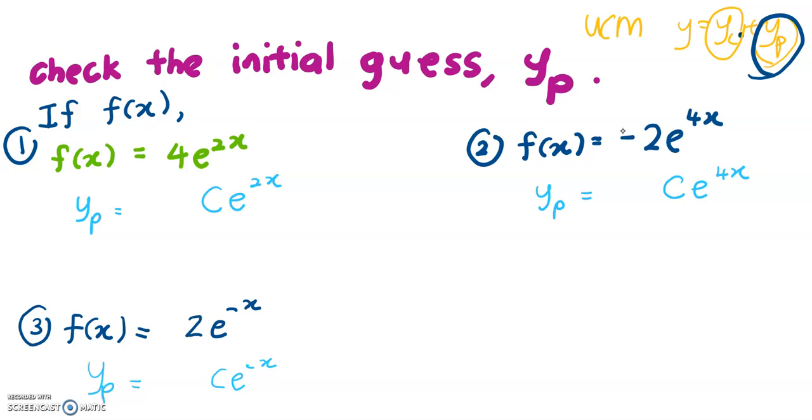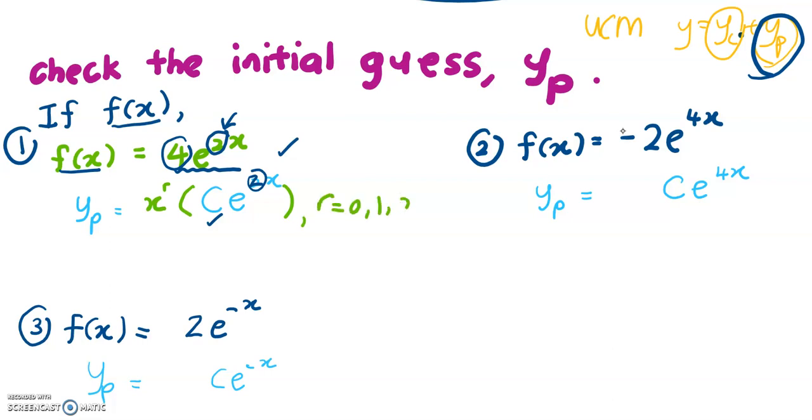Given that your f(x) is in the form of C e^(kx), let's say 4e^(2x). 4 is a constant, k is 2, so still constant. So this is valid to apply the UCM. The solution should be C e^(kx), where C is just C, and k will follow whatever k that you have here, which is 2. So we put C e^(2x), and do not forget to put the bracket and x^r, where r is from 0, 1, and 2.